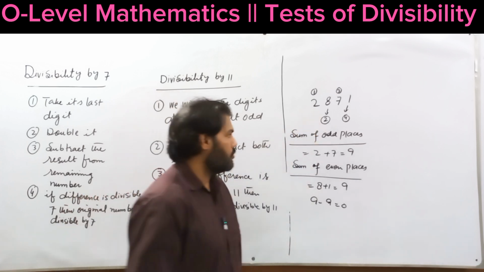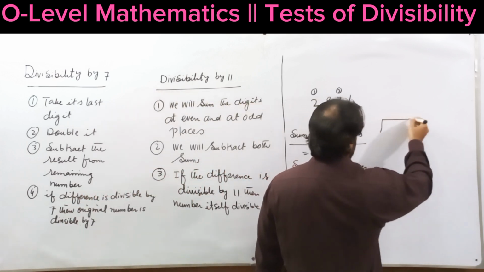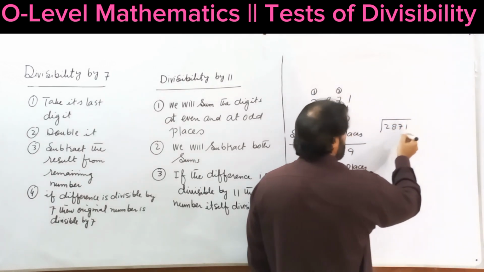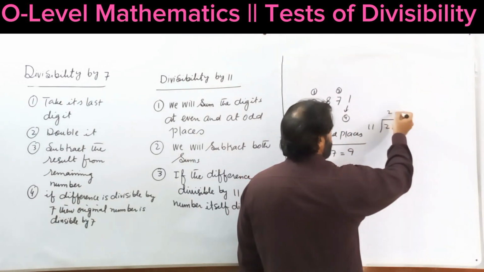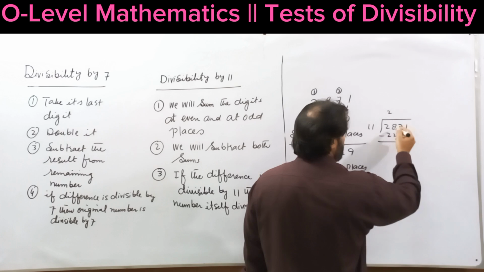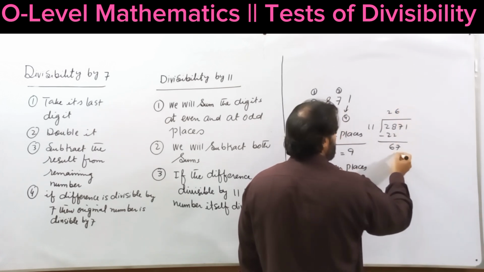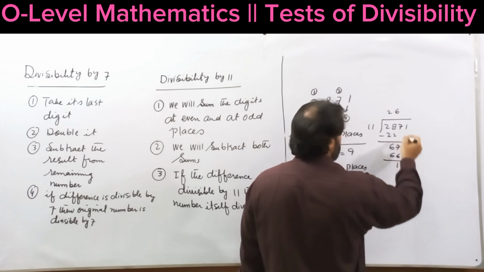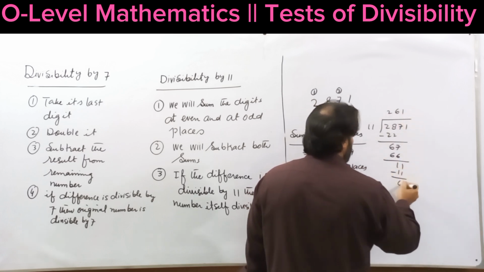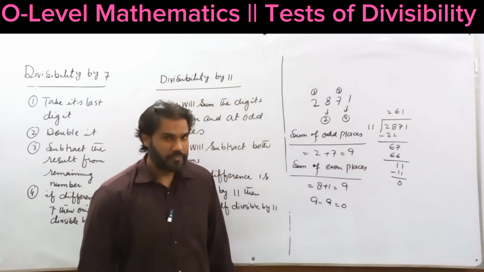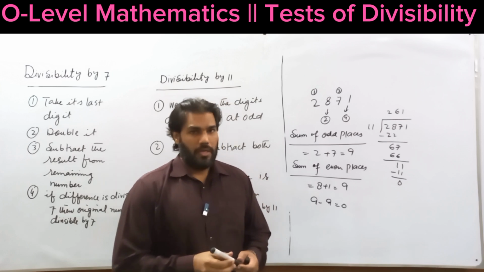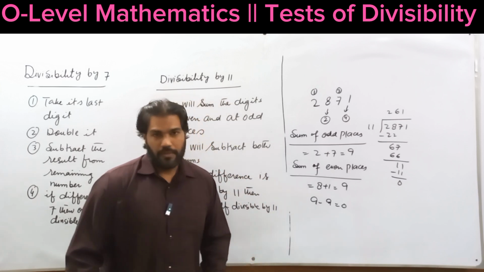by 11. You can check it by long division also. 2871: 11 twos are 22, the remaining is 6 7, 11 sixes are 66, this is 11, 11 ones are 11, so the number is divisible by 11. Let us take another example.